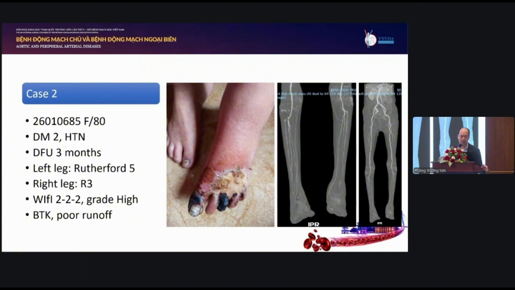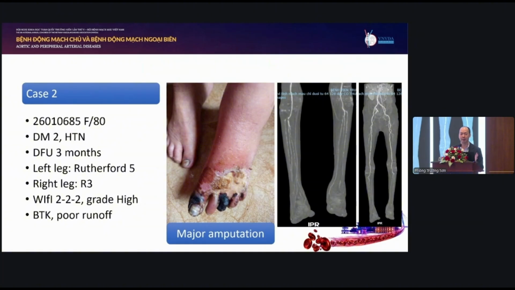At first, the orthopedics team had a plan for a major amputation above the knee, but we had a discussion. If we can recanalize, they can change the plan to just a minor amputation.